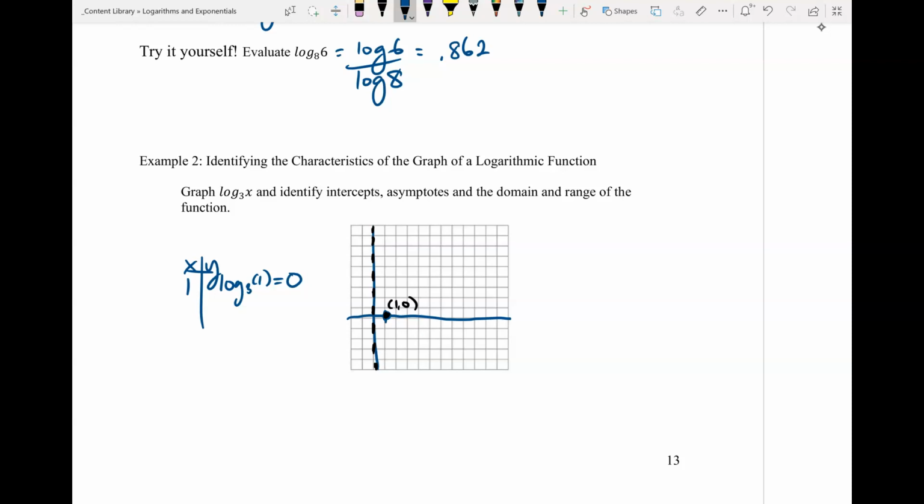The other one I can do could be 3. So log base 3 of 3. In other words, 3 to the power of what gives us 3? 3 to the power of 1 gives us 3. So I have a point at 3, 1 that I can also record.